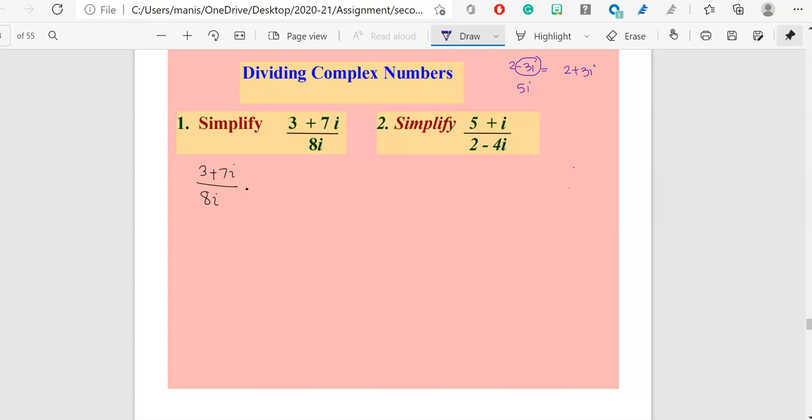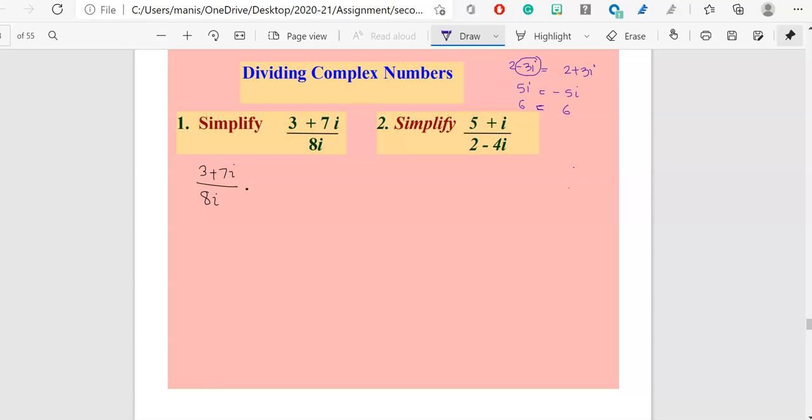Let's take an example. If I have 5i, the conjugate is negative 5i. If I have 6, the conjugate is still 6, because it is not an imaginary number. So the only thing we change is the sign of the imaginary number.